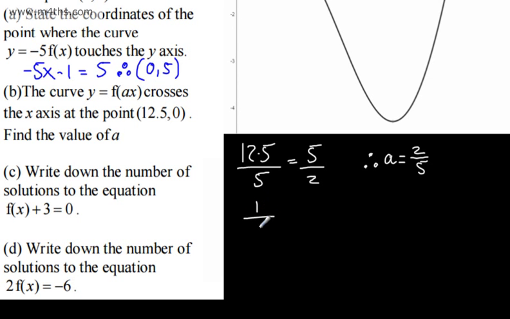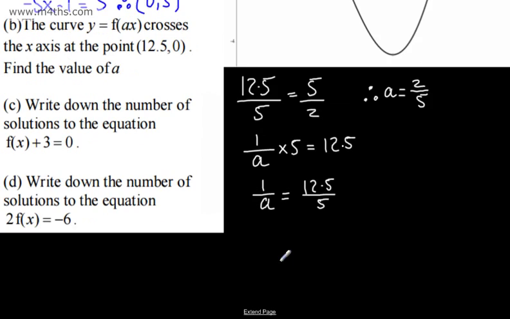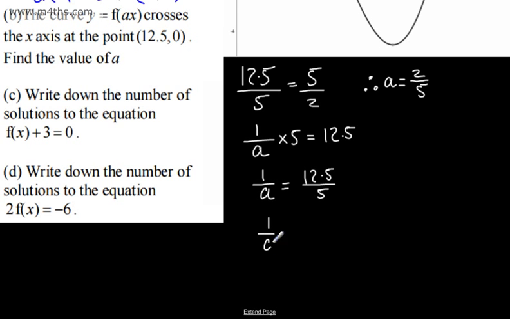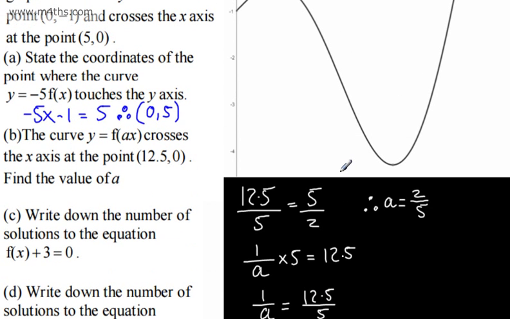Alternatively, you could say 1/a multiplied by 5 is going to be equal to 12.5, and simply rearrange that equation. So 1/a is going to be equal to 12.5/5, so 1/a is equal to 2.5. Therefore, a is going to be equal to 1/2.5, which gives us 2/5, or if you like, 0.4 as a decimal. So that's what we end up with. Either way, I prefer this way, but it's entirely up to you.